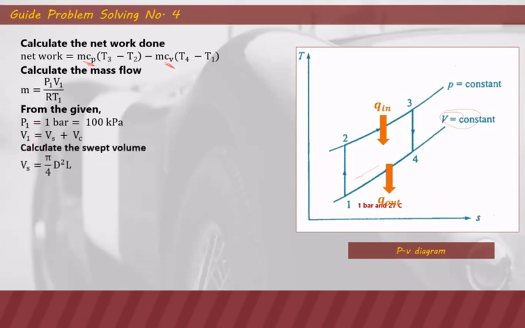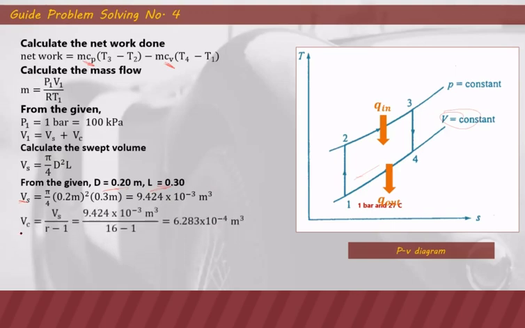So first, we are going to calculate the swept volume. The swept volume, again, using the same formula. Since we are given the bore and the stroke, we are just going to substitute from the given. So our swept volume is 9.424 times 10 to negative 3 meter cube. And then for the clearance volume, the equation that you can use is swept volume over R minus 1. So you can use the shortcut. Our clearance volume is 6.283 times 10 to negative 4 meter cube.